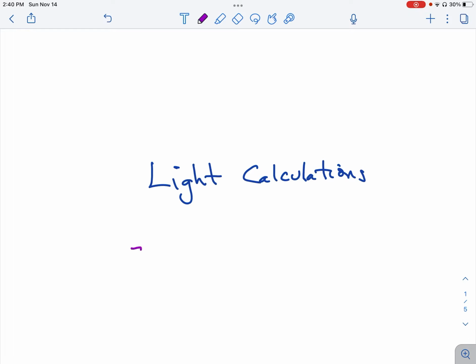There are some symbols you need to know. Let's go over the symbols first. The first one is this Greek letter nu, and this is going to stand for frequency. The usual unit for this is 1/seconds, or what we call hertz.